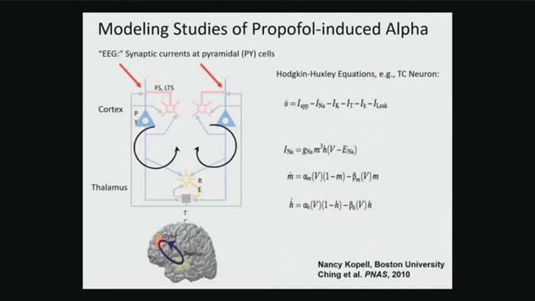Okay, so we performed modeling studies using Hodgkin-Huxley style models, just like the ones I showed you earlier. We use the same cortical model, but to get at the propofol mechanism, we added a thalamic component. The thalamic component also has inhibitory interneurons as well as excitatory thalamocortical neurons. And so this is what we saw.